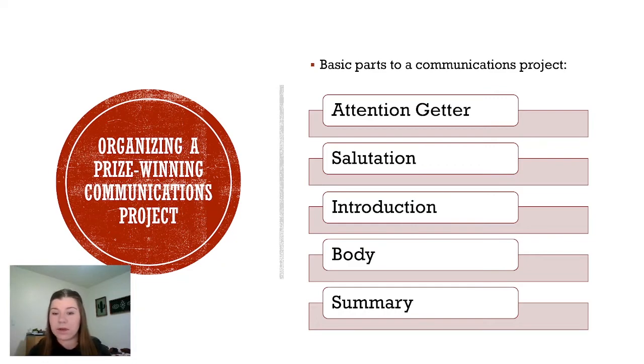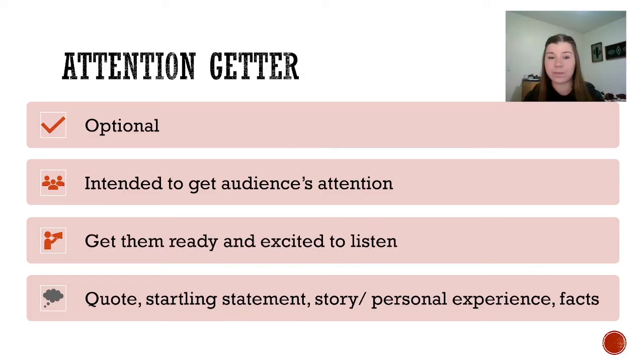So yeah, just in recap, the 5 basic parts of a communications project that you should include is your attention getter, a salutation, an introduction, a body, and a summary. This is how I organize all of my communications projects, and I think that this is a very good way to ensure that you stay on track when writing and delivering your speech or presentation. So now we're just going to delve into a little bit more about each of those basic organizational parts.